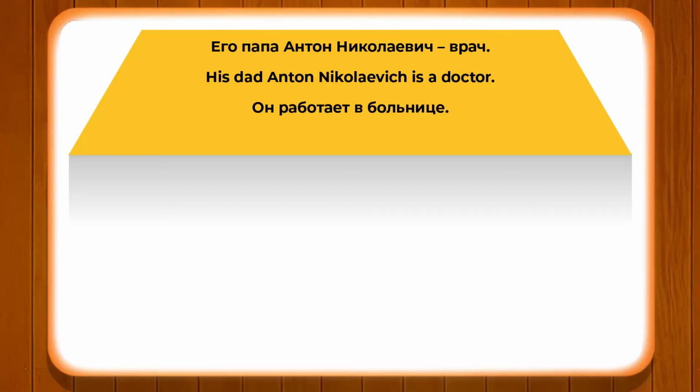Он работает в больнице. Где работает папа Ивана, and his name is Антон Николаевич. Папа Ивана работает в больнице. So this is a construction of родительный падеж. Of father of Ivan. So Ивана. Отец Ивана Антон Николаевич работает в больнице. Кем он работает? Он работает врачом. So these kind of constructions.